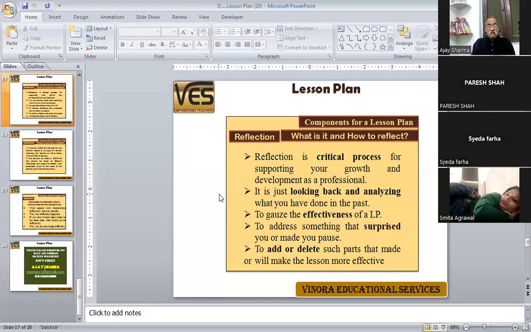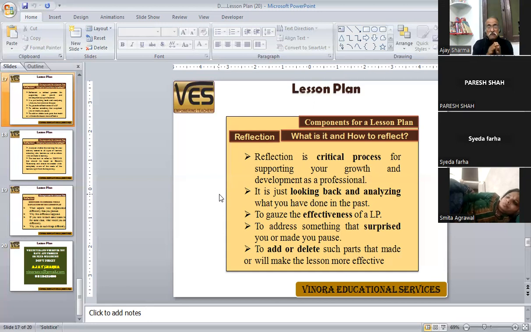Now the next one is reflection. Reflection is a very critical process for supporting your growth and development as a professional. You see, reflection means you have to look back and find out what exactly was happening, why it happened, and what should be added or deleted. That is looking back and analyzing what you have done in the past, and to gauge the effectiveness of a lesson plan.